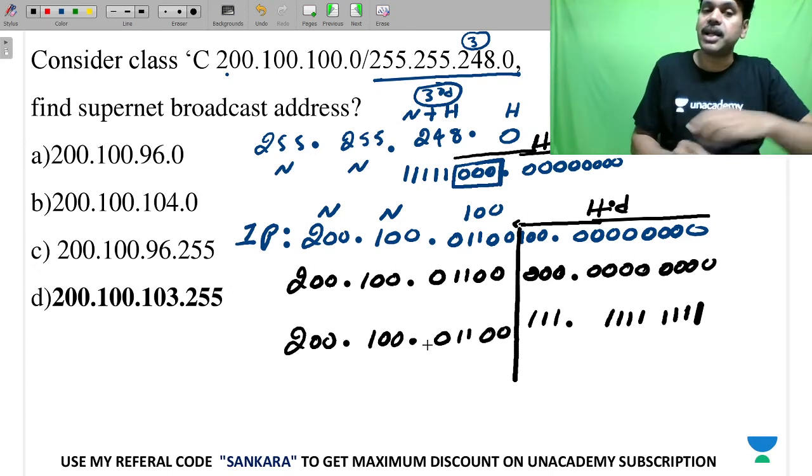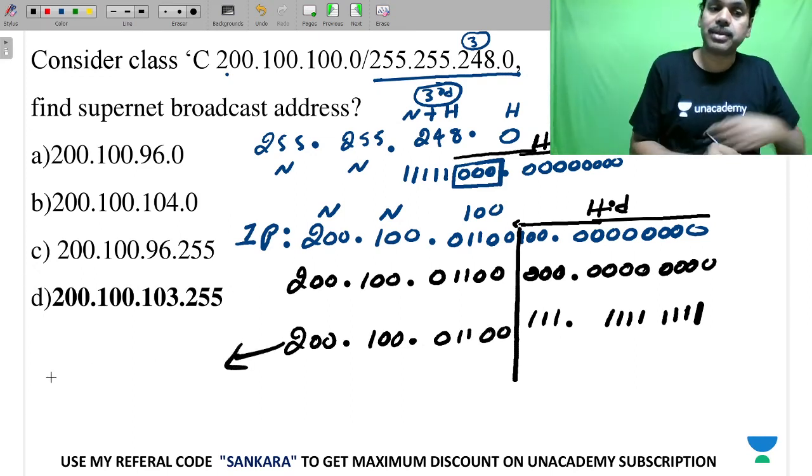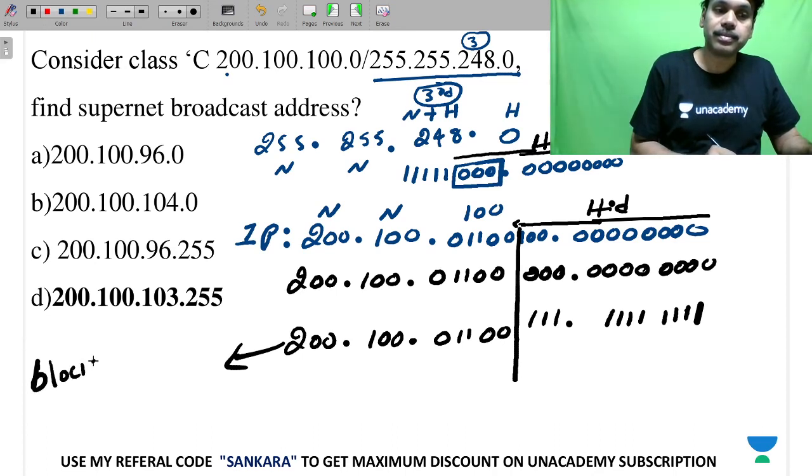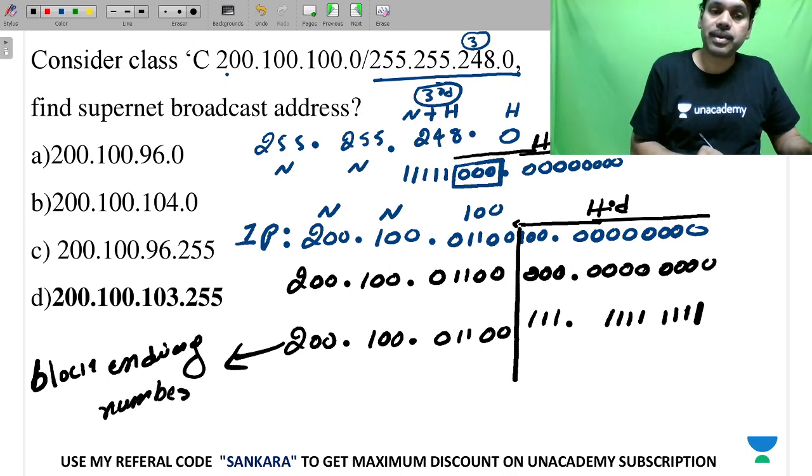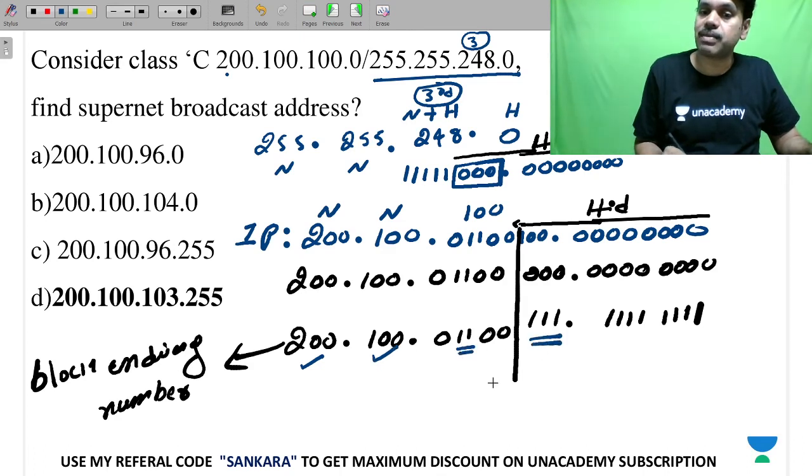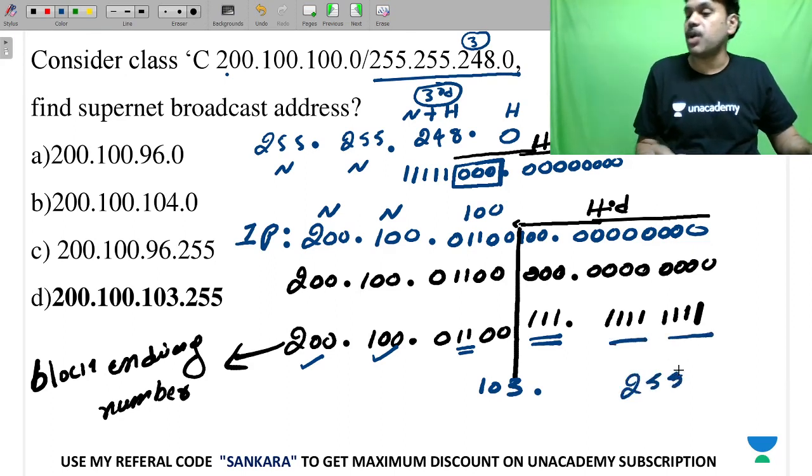So what is ending number? This is only your ending number. Your block ending number is 200 point, 100 point. What is the value? 96 plus 7, 103.255. This is the block ending number.